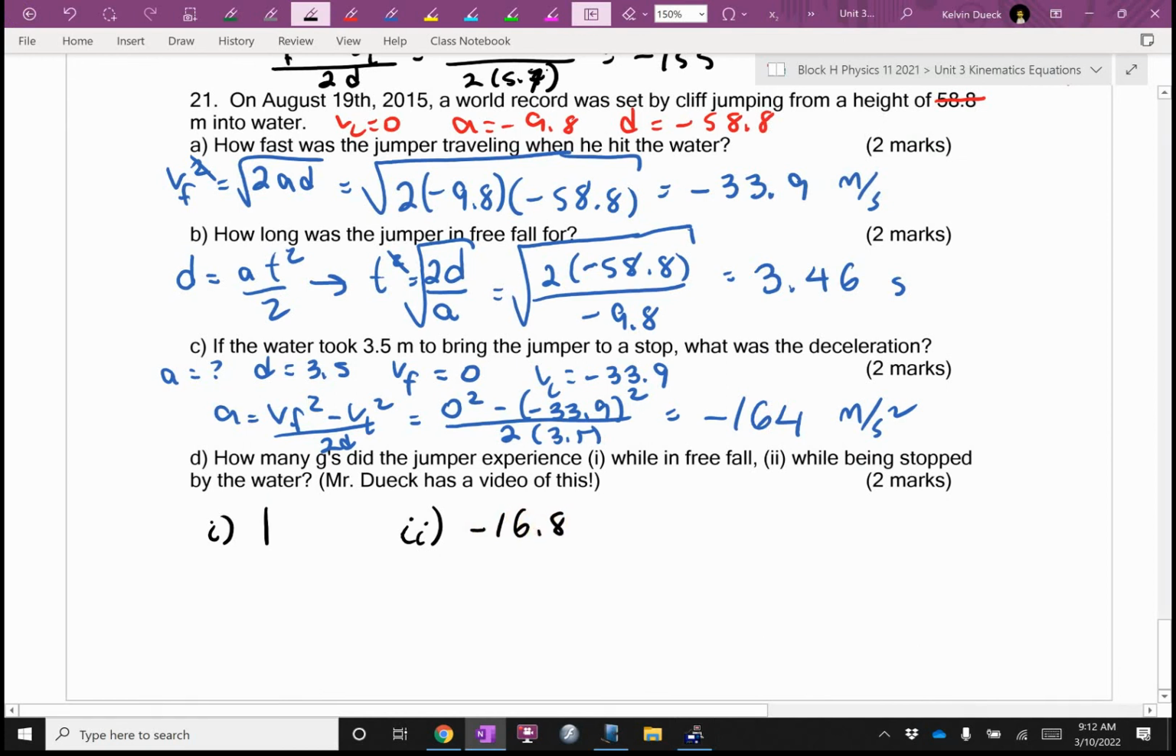The magnitude of 1G is positive. So to convert an answer into G's, you divide by positive 9.8 because that's the magnitude of 1G. We don't want to change the direction here. We just want to convert the units. Okay? Is 16.8 G's a lot? Yeah. Put your pencils down, look up. I have a video of this.